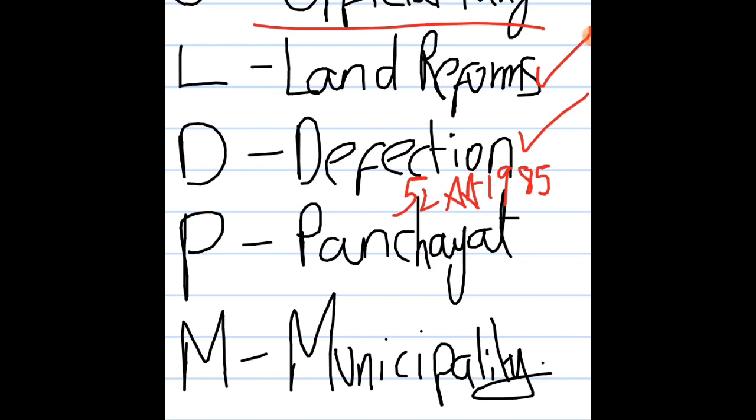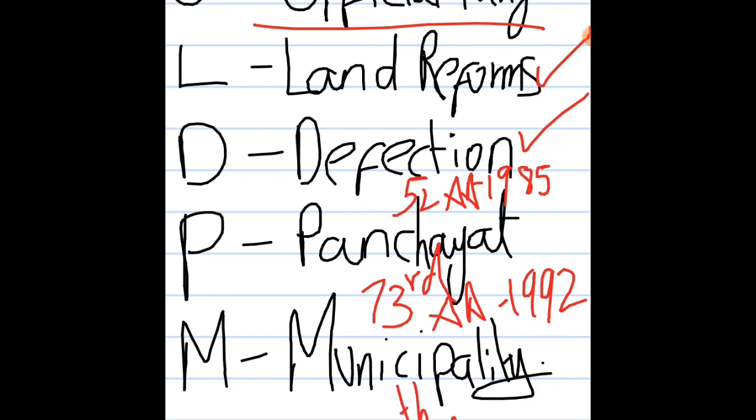The 11th schedule of the Indian Constitution specifies the power, authority and responsibilities of Panchayat, which was brought in by the 73rd Amendment Act of 1992. And the 12th schedule, municipality, specifies the powers, authority and responsibility of municipalities, which was brought in by the 74th Amendment Act of 1992. So, these are the mnemonics of the 12 schedules of the Indian Constitution. Thank you.